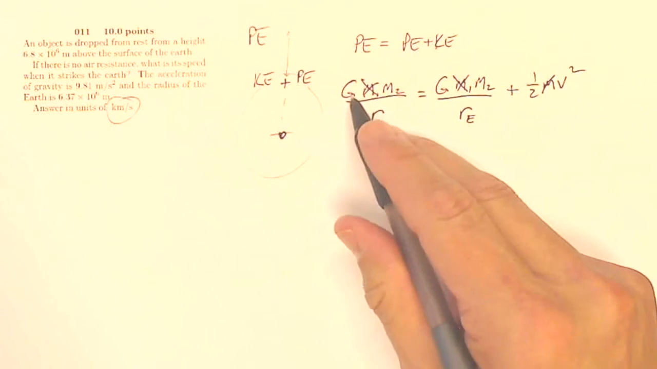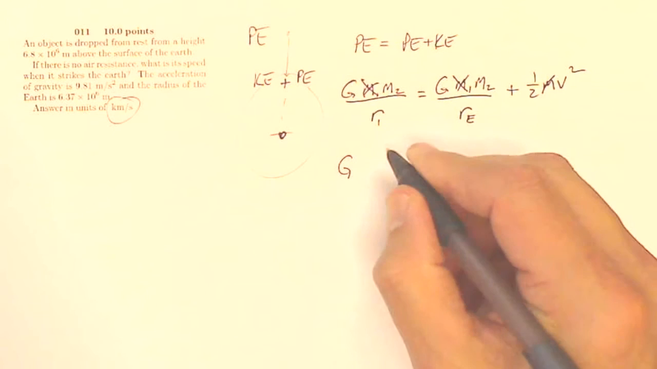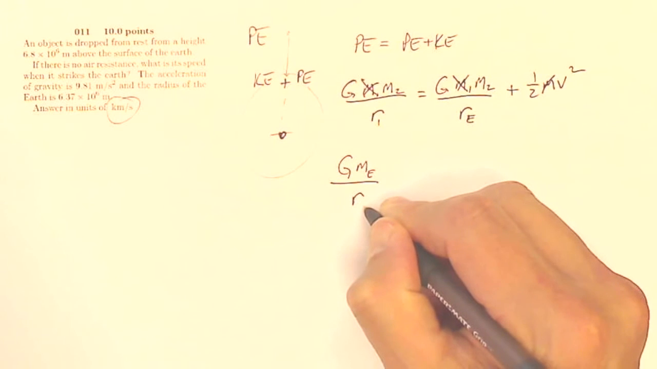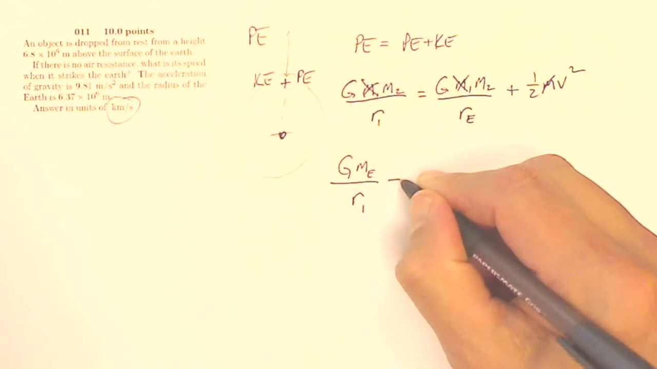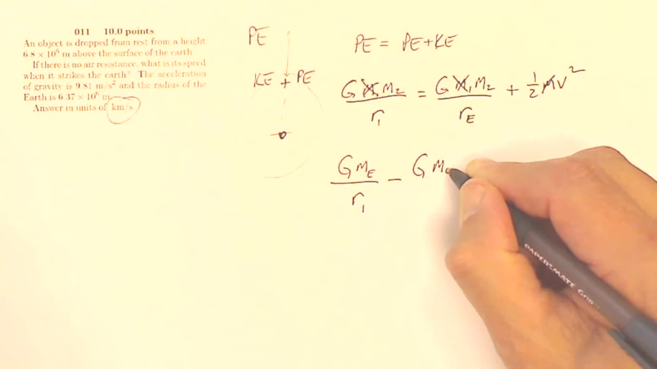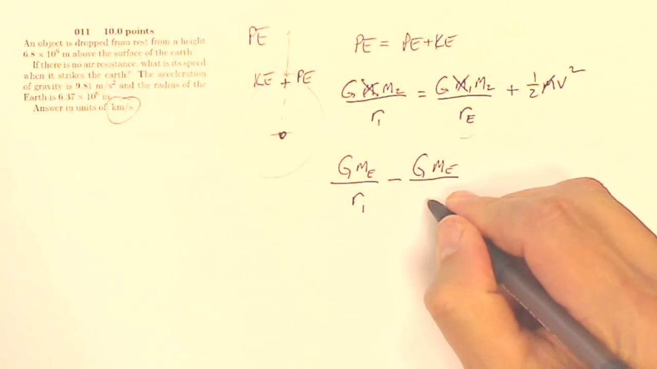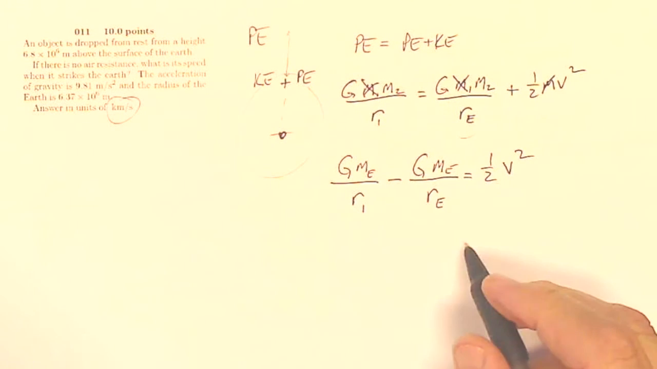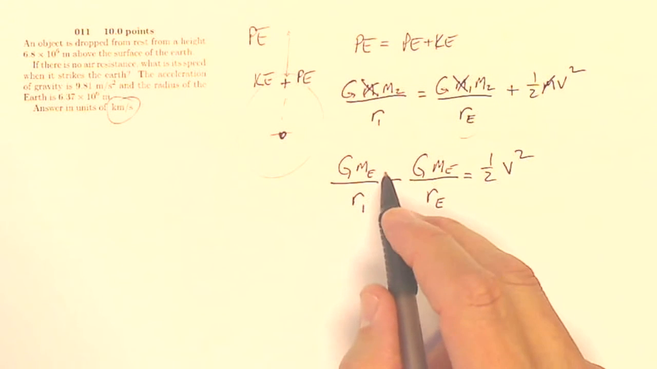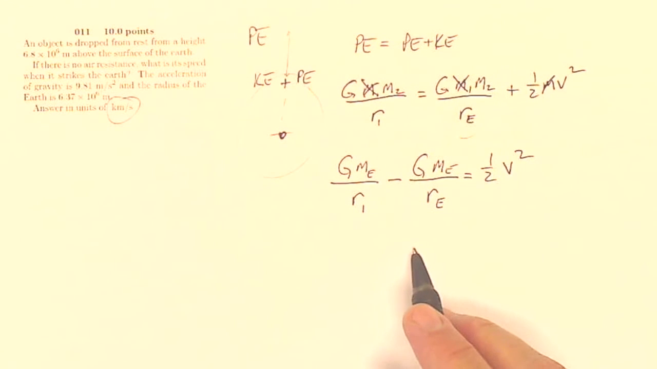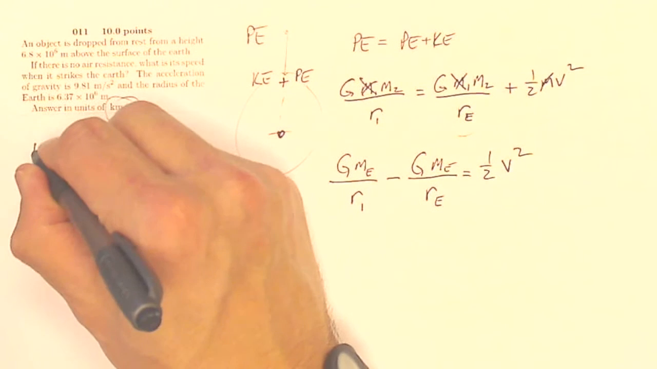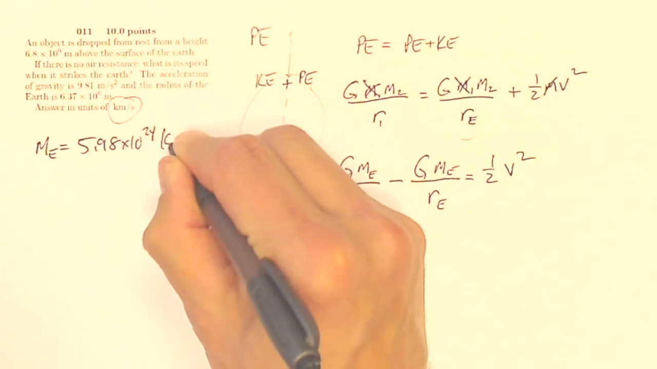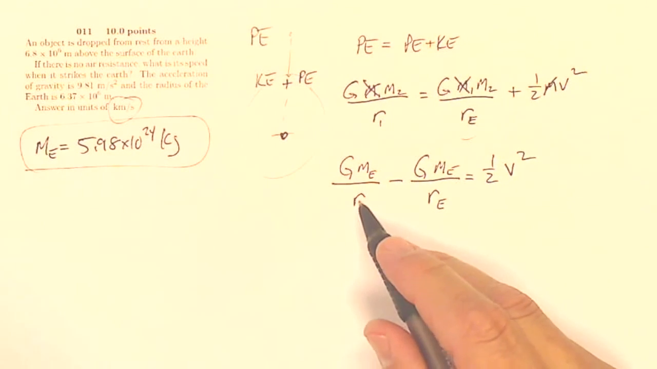So when I'm solving for V, I'm going to get G times the mass of the Earth divided by the radius, how high the object was, minus G times the mass of the Earth divided by how high the object now is, which is the radius of the Earth, equals 1/2 v squared. Now you know G, and the mass of the Earth, you know from a previous problem, is 5.98 times 10 to the 24th kilograms. So the mass of the Earth equals 5.98 times 10 to the 24th kilograms. So that you'll need in this problem.